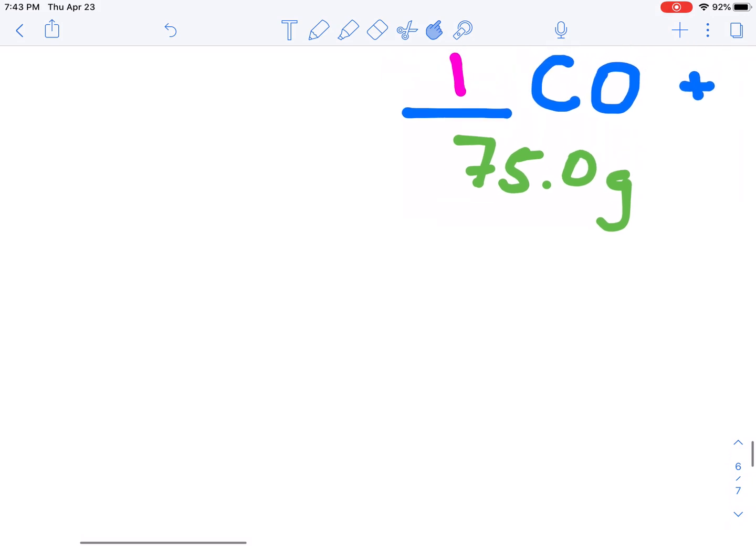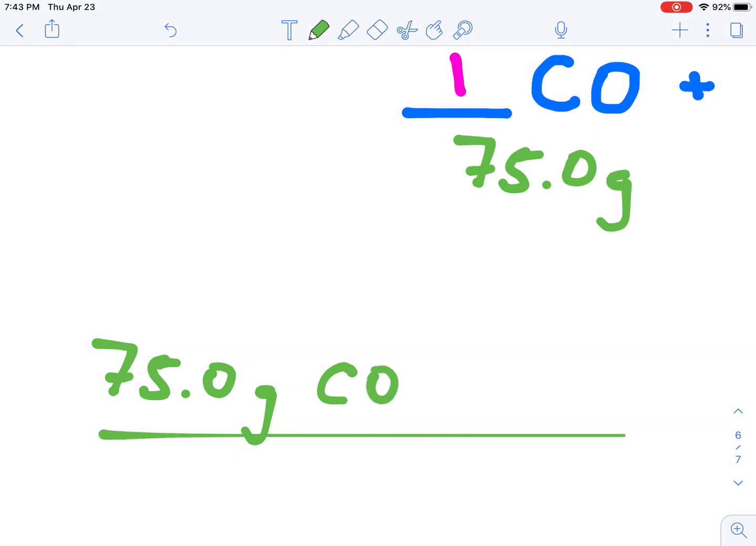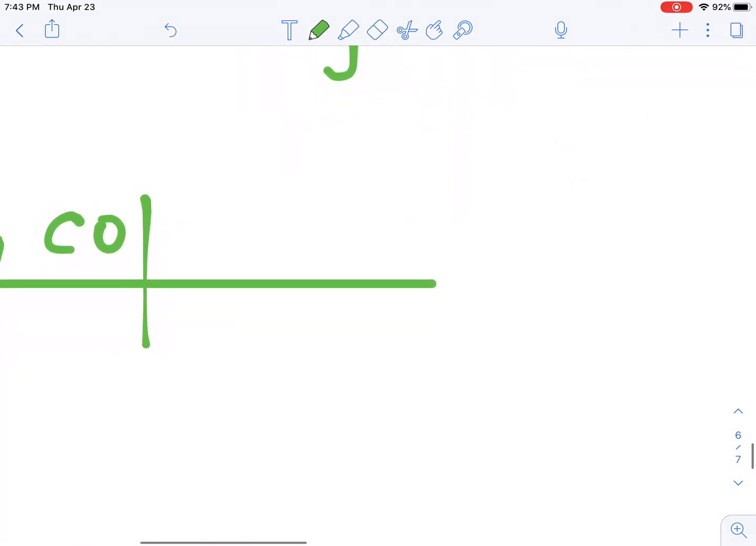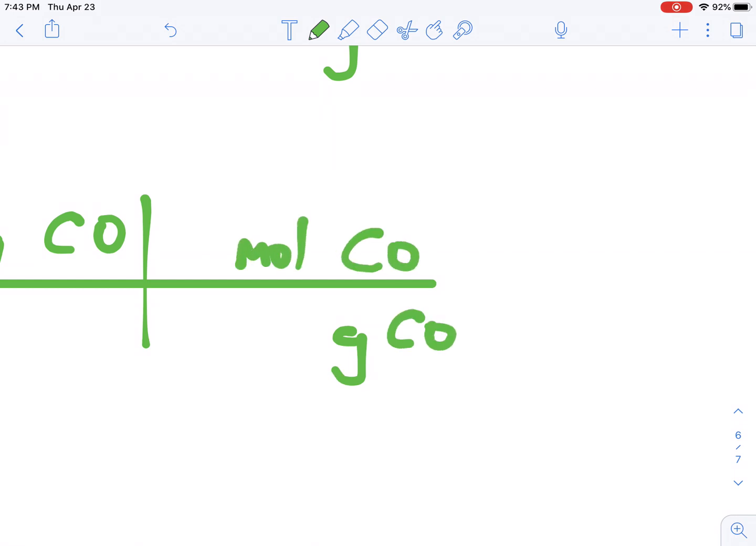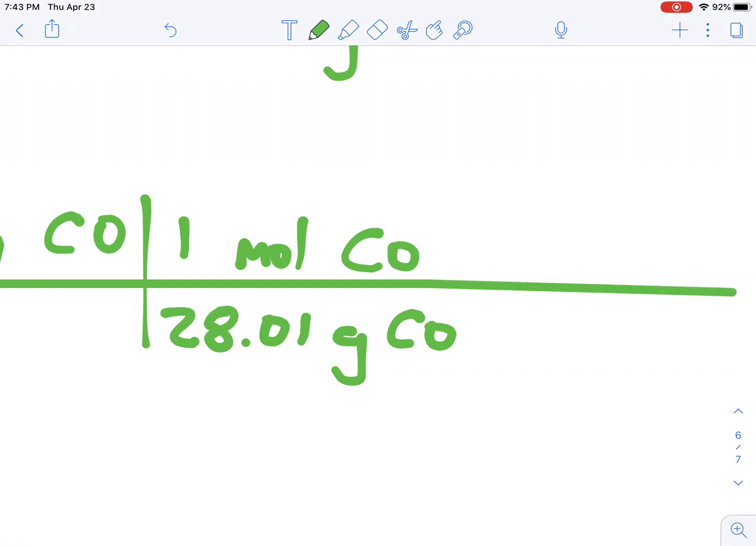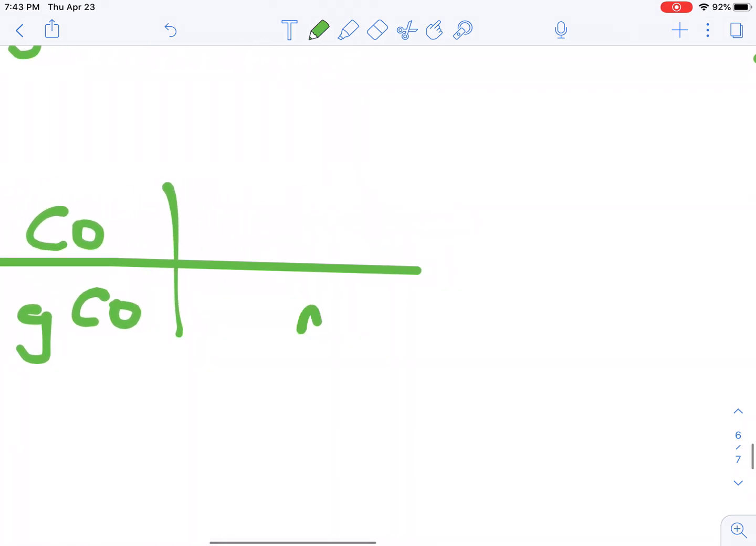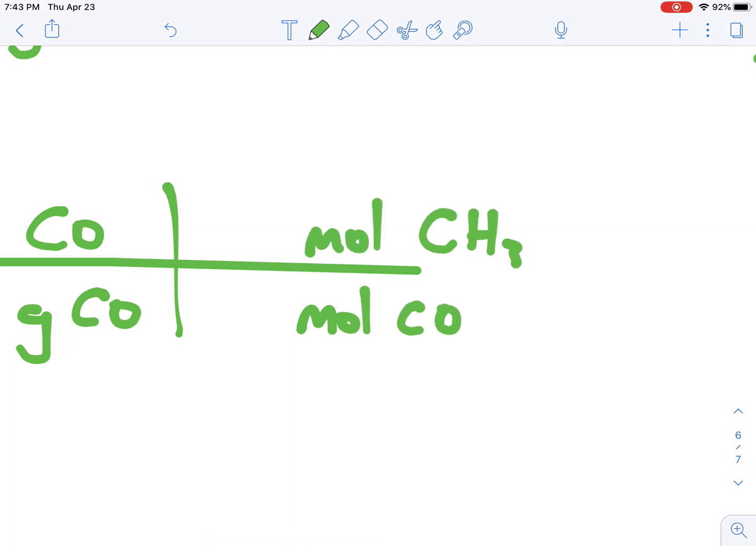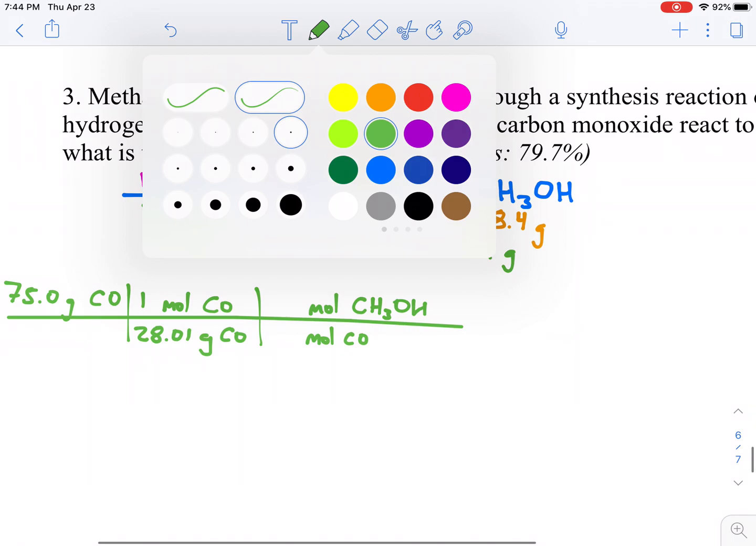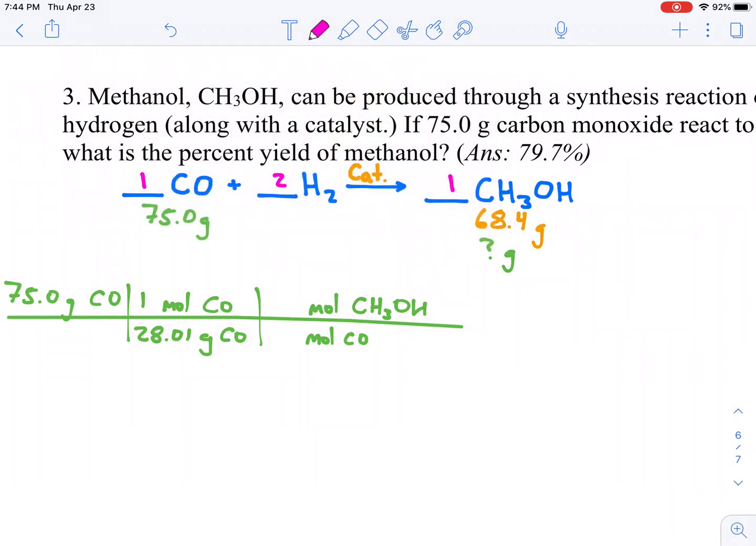So 75 grams of carbon monoxide. Again, we know before we do anything else, grams of carbon monoxide goes in the denominator. We need moles on top. Where does this number come from? Well, it comes from the periodic table. If you do that math and you add those together, you're going to get 28.01 grams of carbon monoxide for every 1 mole. This was a good move because now we have moles of carbon monoxide. Moles of carbon monoxide can be converted to moles of CH3OH, which is methanol, using our mole ratio from our coefficients, which is a 1-to-1 ratio.